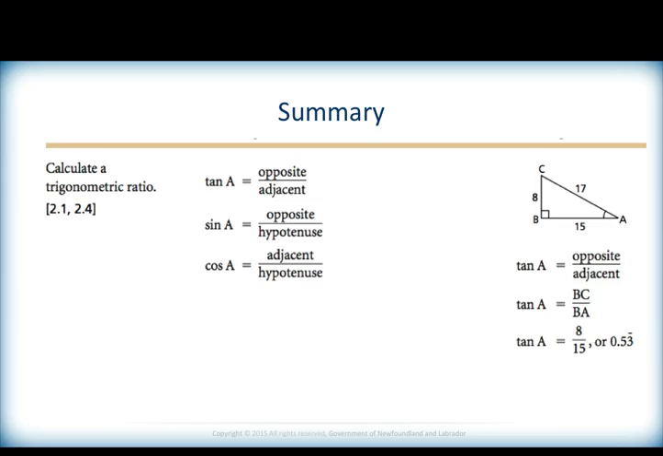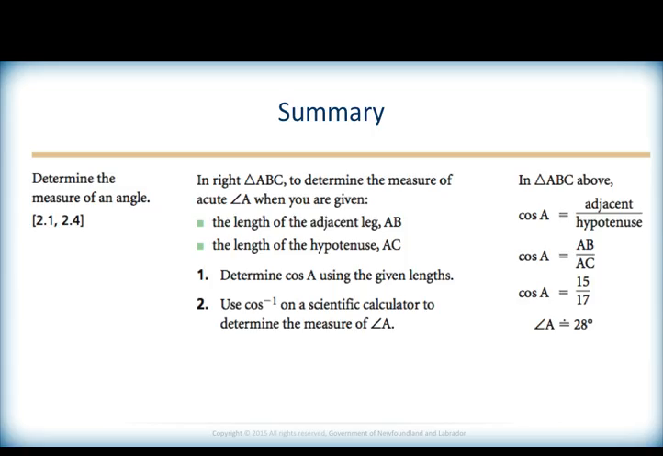In summary, we have our three ratios: tan A equals opposite over adjacent, sine A equals opposite over hypotenuse, and cos A equals adjacent over hypotenuse. In a right triangle, you can determine the measure of an acute angle when you are given the length of an adjacent leg and the length of the hypotenuse. First, determine cos A using the given lengths, then use cos inverse on a scientific calculator to determine the measure of angle A. So those are the two steps you have to follow there.